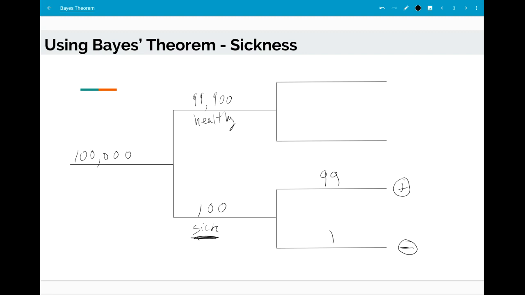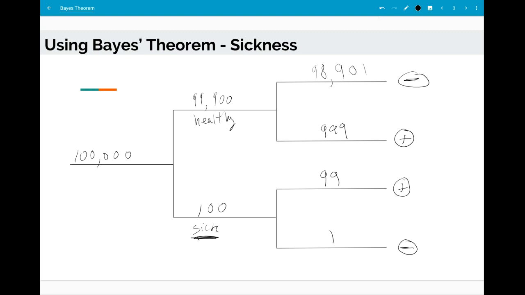Okay. And then for healthy people, of the 99,900 people, 99% of the time the test will show correctly that they are negative. They are not sick. And if we do the math, that ends up being 98,901 people who will be shown as healthy, and they are in fact healthy. And unfortunately, there will be 999 people, 1% of the time it'll guess incorrectly, and they'll be tested positive.